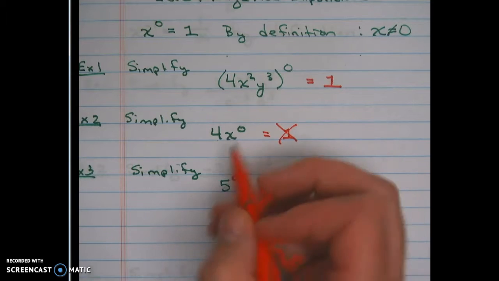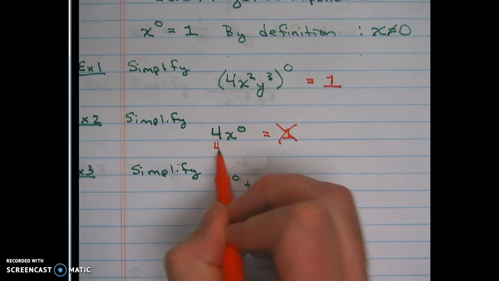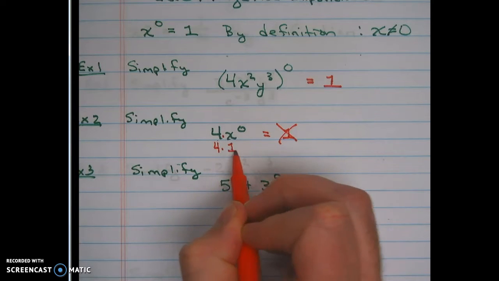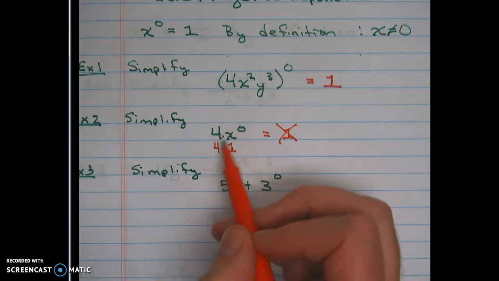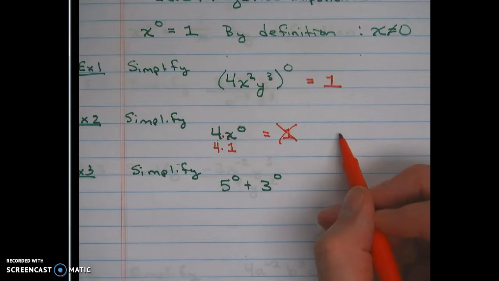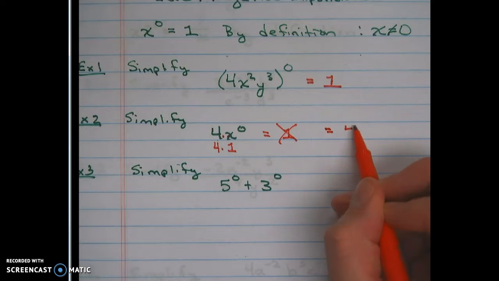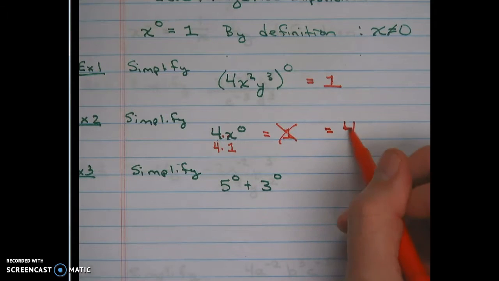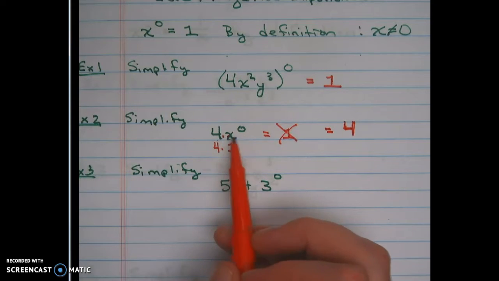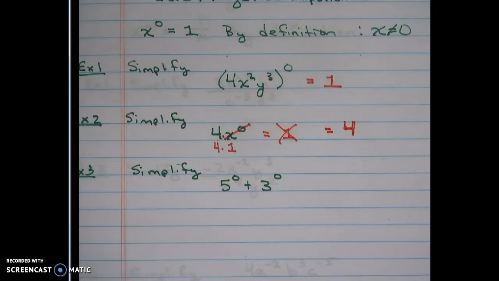So in this case, this 4 is still a 4 times, what's x to the 0? Well, anything to the 0 is 1. But what does this problem simplify to? It doesn't simplify to 1, it simplifies to 4 times 1. And so in this case, this answer would be 4. So it's real important you see the difference between these two problems. Here, the 0 power only belongs to the x, so pretty much it's like it's not even there.